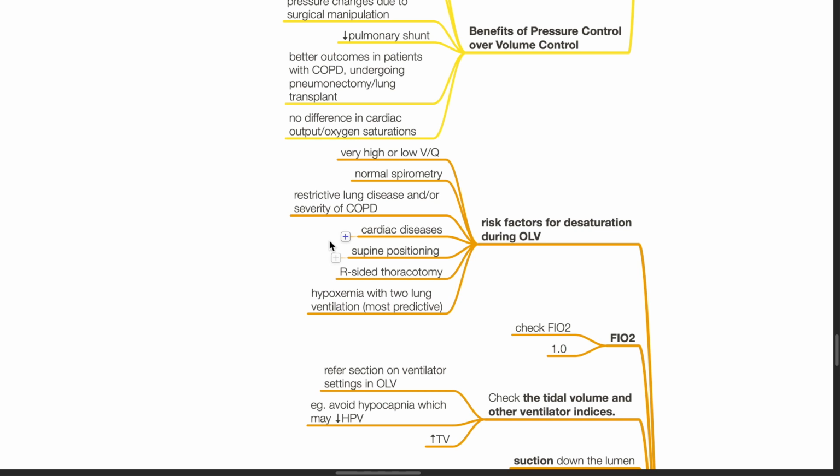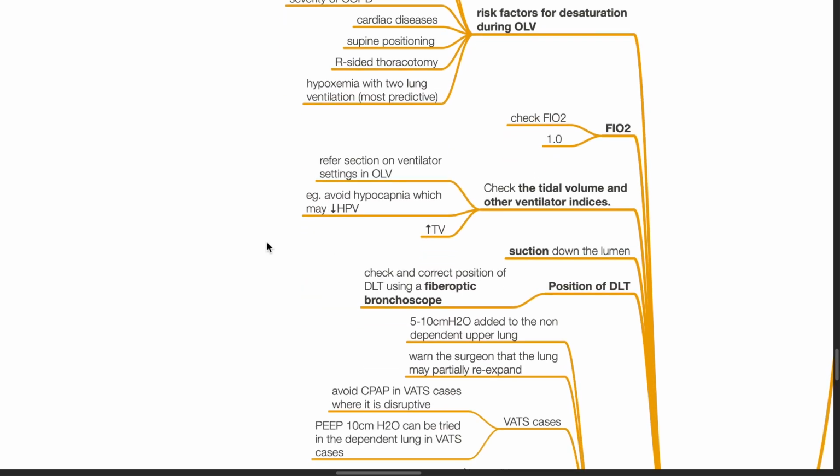Check the FiO2, increase it to 1.0. Check the tidal volume and other ventilatory indices. Refer to the section on ventilator settings in OLV. Avoid hypocapnia, which may decrease HPV; increase tidal volume. Suction down the lumen. Check the position of the DLT by fiber optic bronchoscopy.